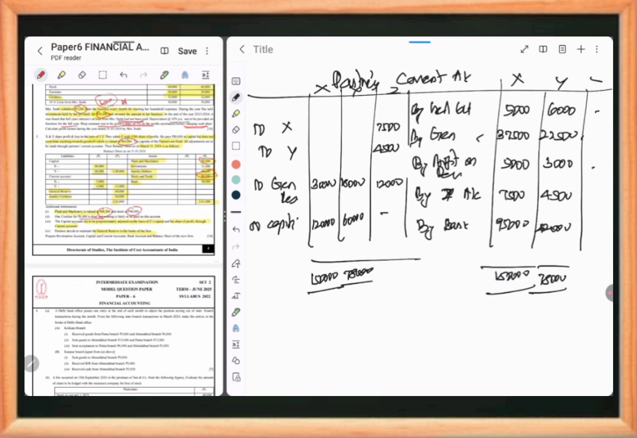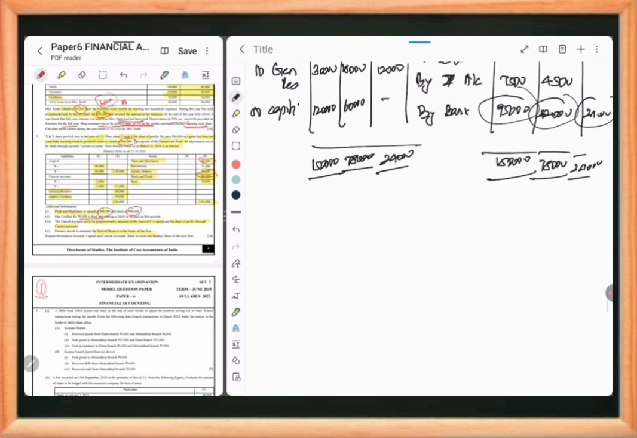And then for Z, that is 24,000. 12,000 plus 7,500 plus 4,500 plus 12,000, that is 24,000. We will check it. So 24,000 he has to bring. Y has to bring 42,000. X is bringing 95,000. So now we will prepare the bank account.